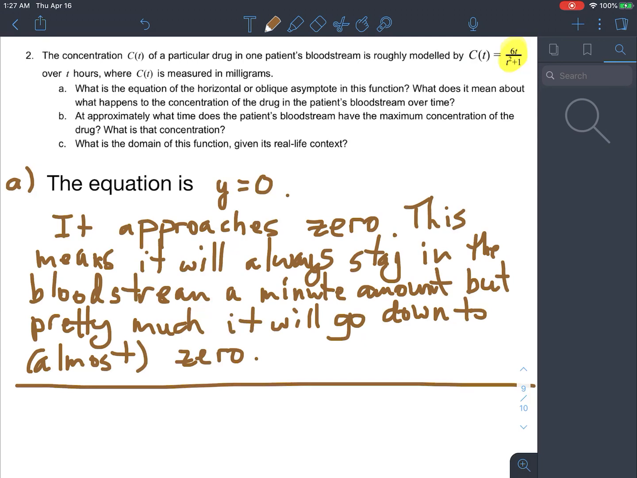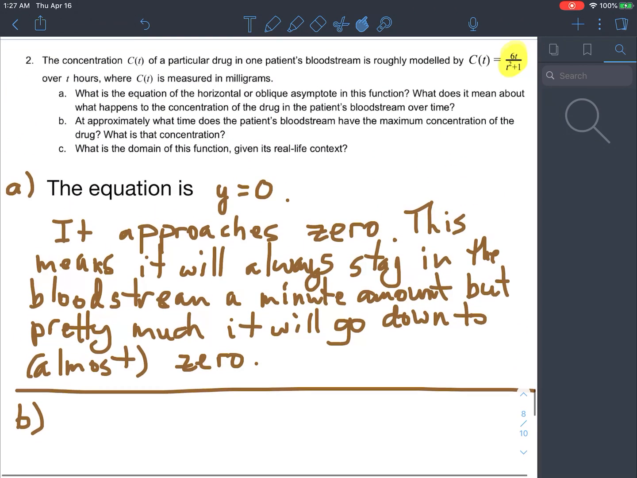So at approximately what time does the patient's bloodstream have the maximum concentration of drug? What is that concentration? Again, we're not in calculus, so we don't really know how to find maximums, but we can kind of do a table of values or a graph. Let's start off with the graph. I know that we have no asymptotes because t squared plus 1 will never equal 0. T squared would have to be -1, and you can't square a number to get -1. So no asymptotes. We do have a 0 at 0. Alright, so let's see what happens here.